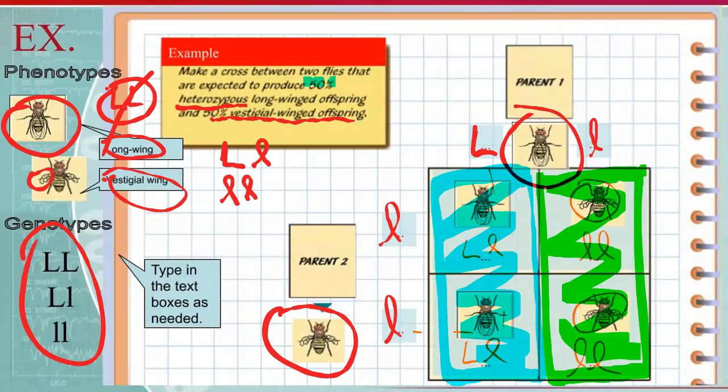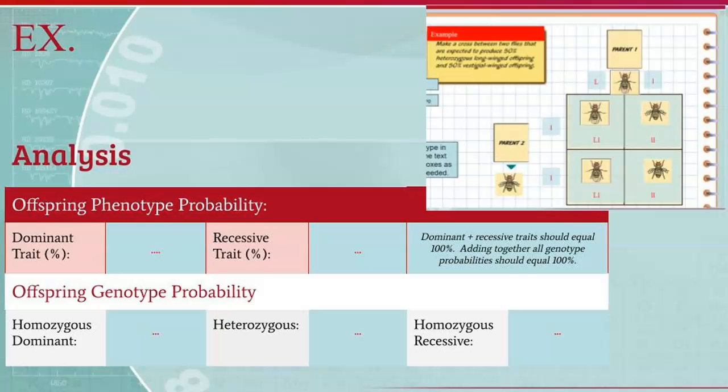Now let's look at the part where we do the analysis. Alright, so when we do our analysis, we need to know the phenotype probability and the genotype probability. We're going to do phenotype first. The dominant trait, right? The dominant trait in this case is going to be the long wing. And it's 50%. And the recessive trait is our vestigial. And it's 50%, just as required by the problem.